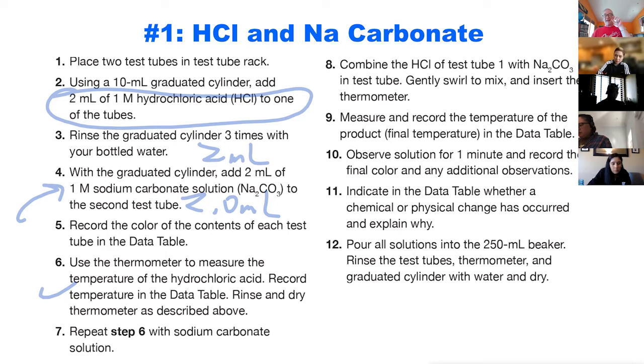Mix them together and then measure the temperature of the product. For all of these reactions, you're going to want to look for changes in color, production of light, production of heat or lack of heat or the temperature going down, or the production of a precipitate every time. So this is the first one we'll do.